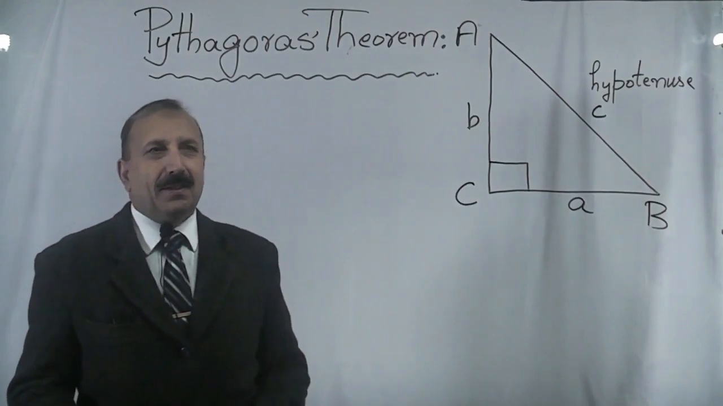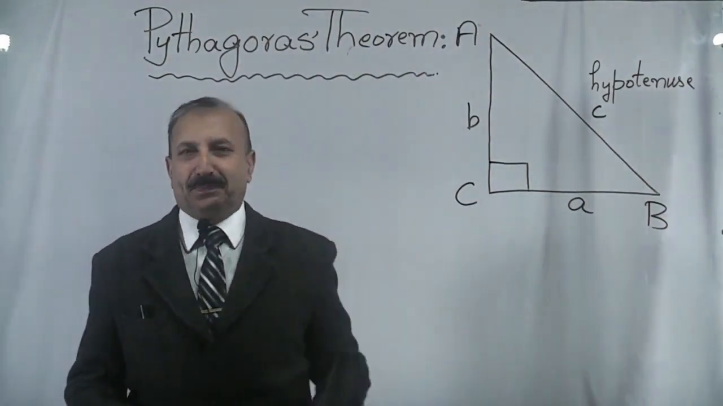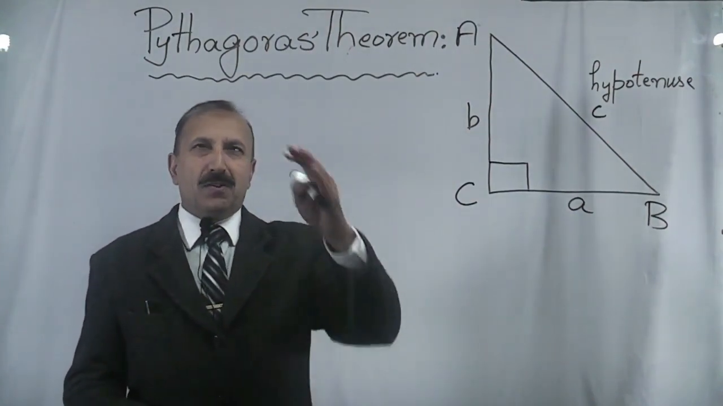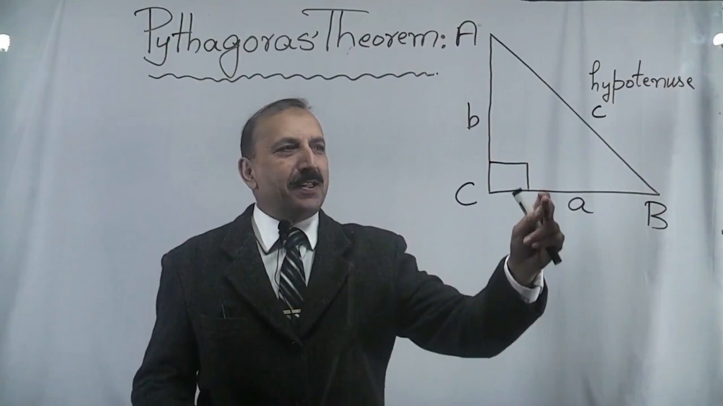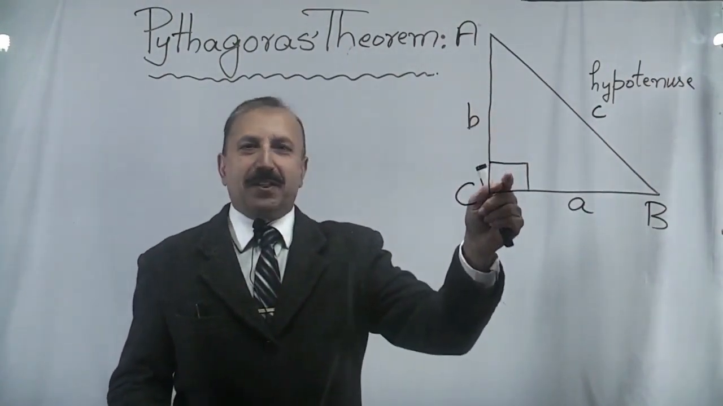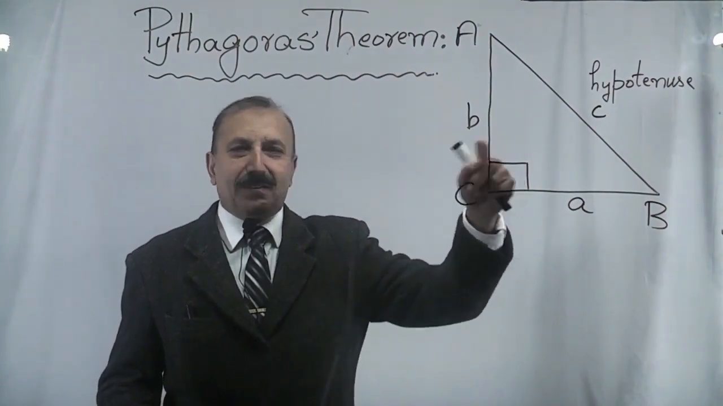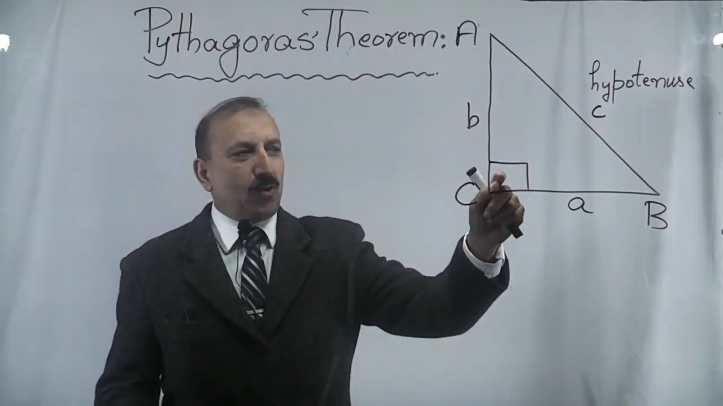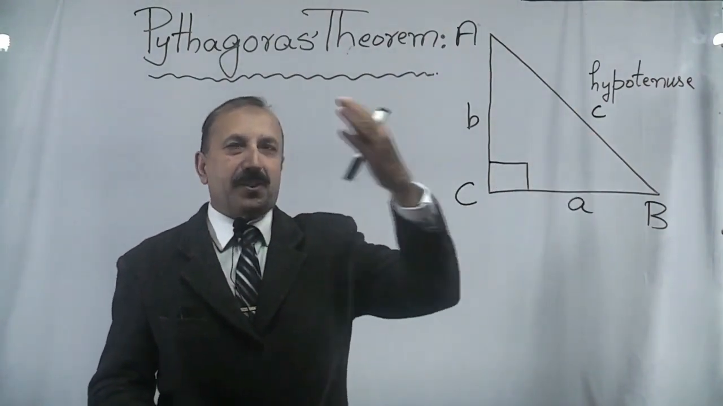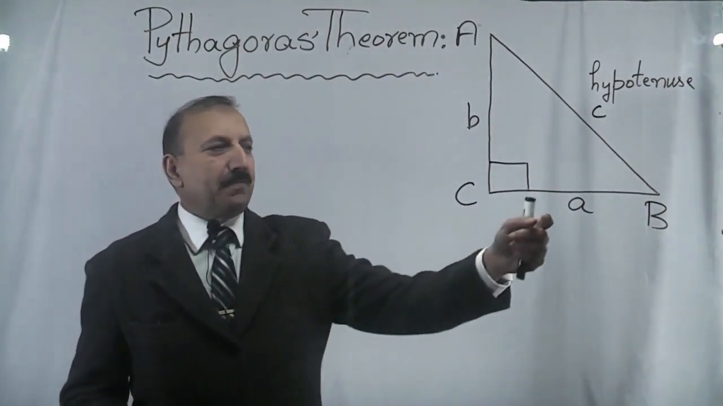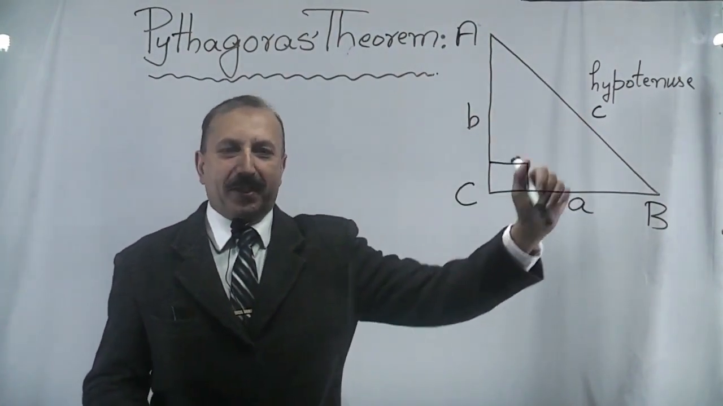Students, Assalamu alaikum. Let's learn Pythagoras theorem. Pythagoras theorem actually describes the relation between the sides of a right angle triangle. A triangle containing a 90-degree angle is called a right angle triangle, and this theorem is describing the relation of the sides of this triangle.